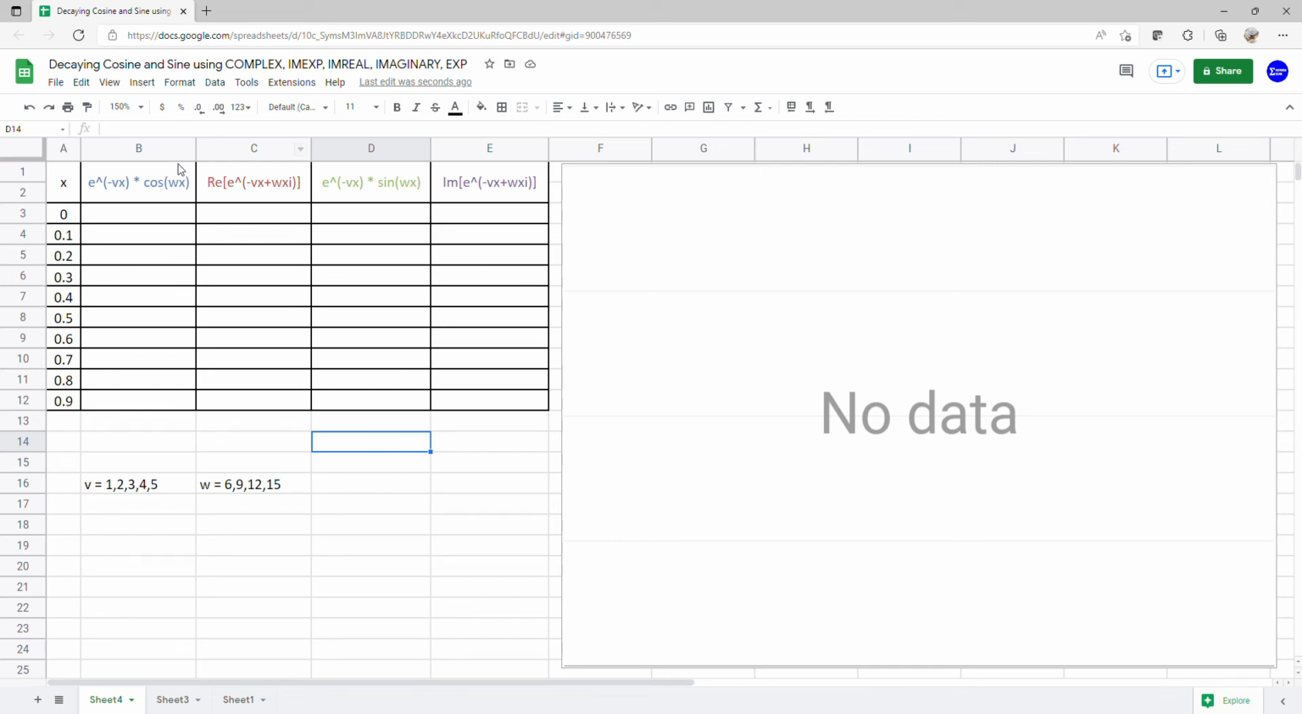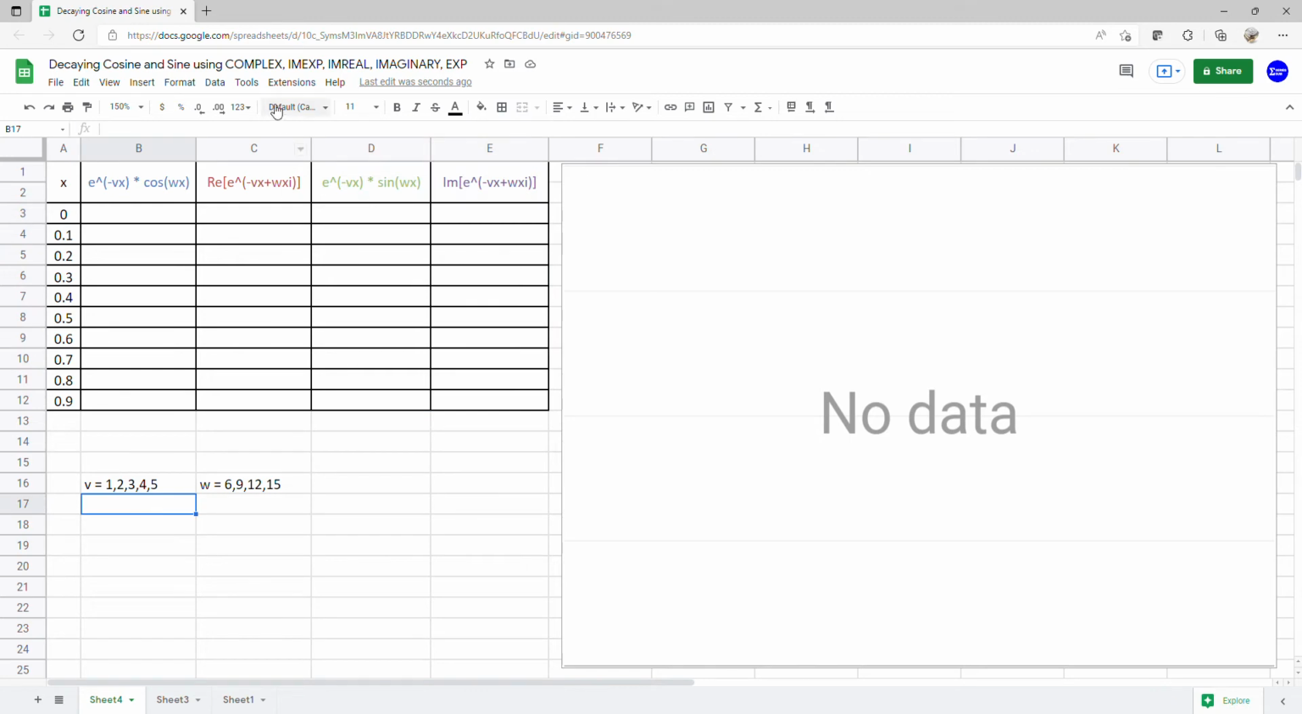In this video, we'll generate the decaying cosine and the decaying sine using the functions COMPLEX, IMEXP, IMREAL, IMAGINARY, and EXPONENT. We begin with the values of v and w.